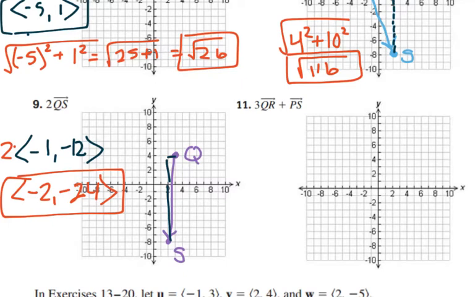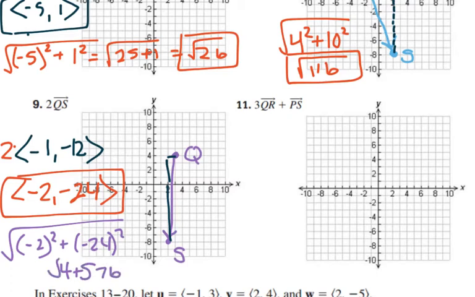Alright, and then the next one, for our magnitude, you're going to get negative 2 squared and negative 24 squared and square rooted. So 4 plus 24 squared. It's like 600 something. Oh, 576. Okay. And so square rooting that, we're going to get the square root of 580.